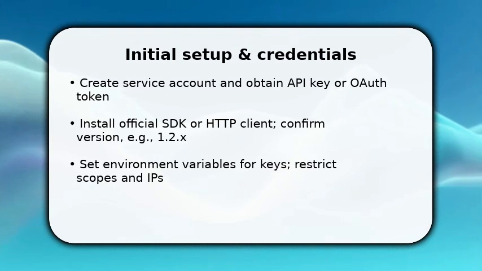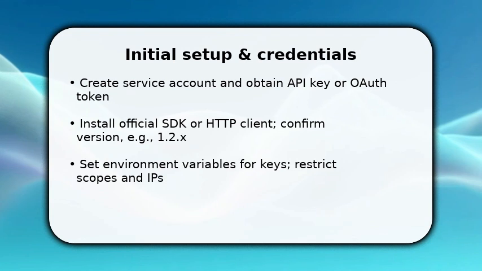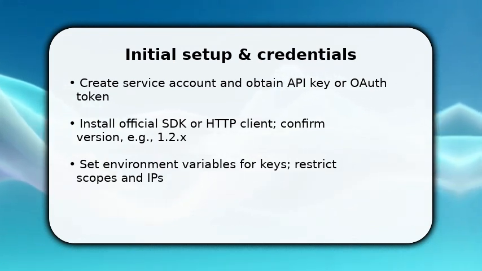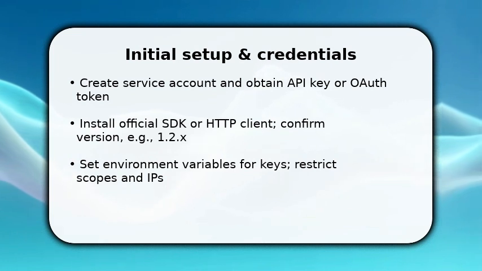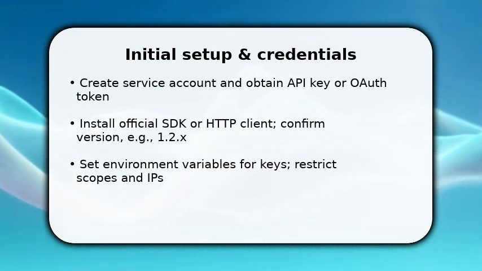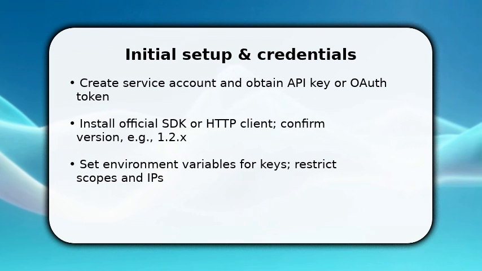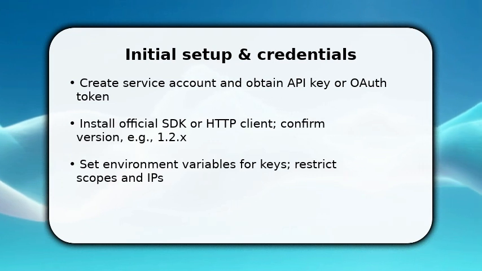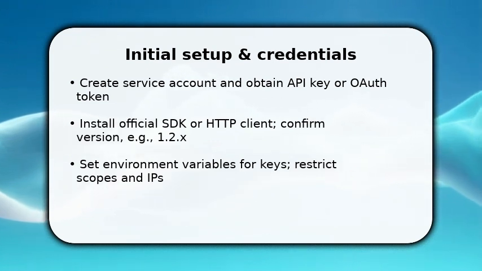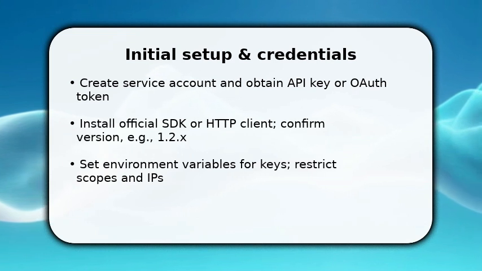Enjoy the video. You start by securing credentials and installing the client so you can call the API immediately. Create a service account, generate an API key or OAuth token, and place it in an environment variable. Once done, install the official SDK or a maintained HTTP client and confirm the package version. Make sure to restrict the key scope and allowed IPs to reduce risk.